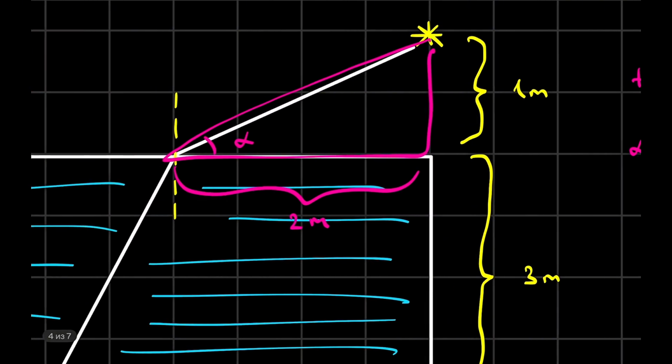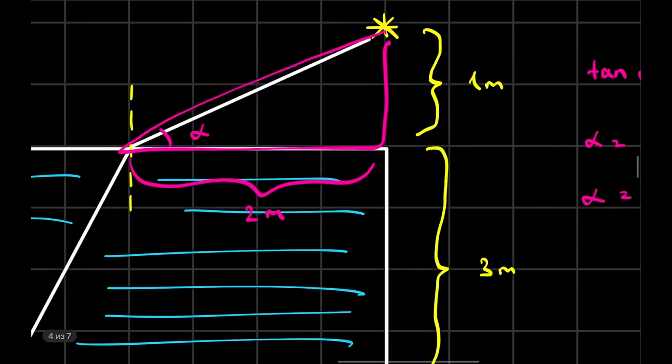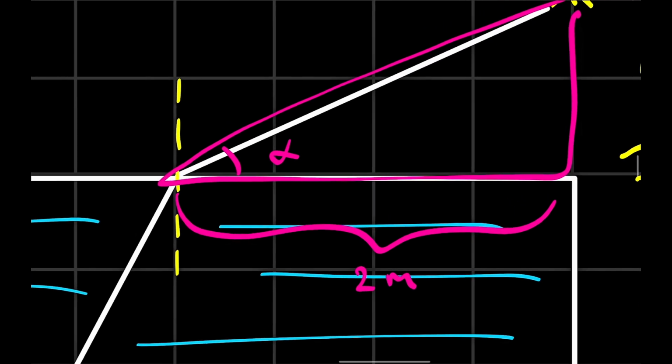But that's not the thing that I really need, in fact. If I find this angle alpha, it's going to be some number. I don't know what number it is. Let me just calculate it right now. Arctangent of 1 divided by 2 is going to be 26.57, so let's call it 26.5 degrees. But I don't need this 26.5 degrees. What I need is this angle.